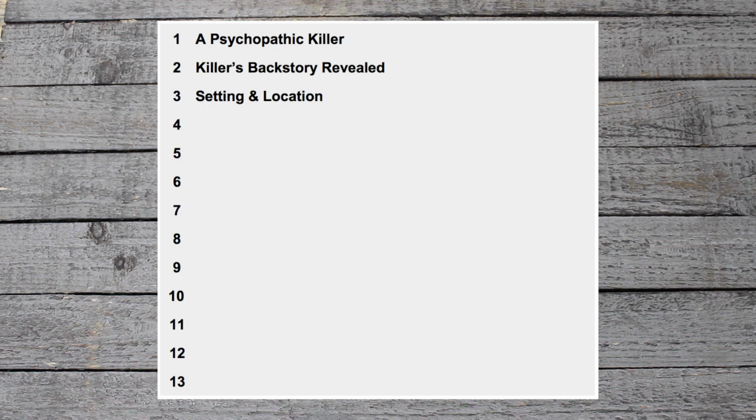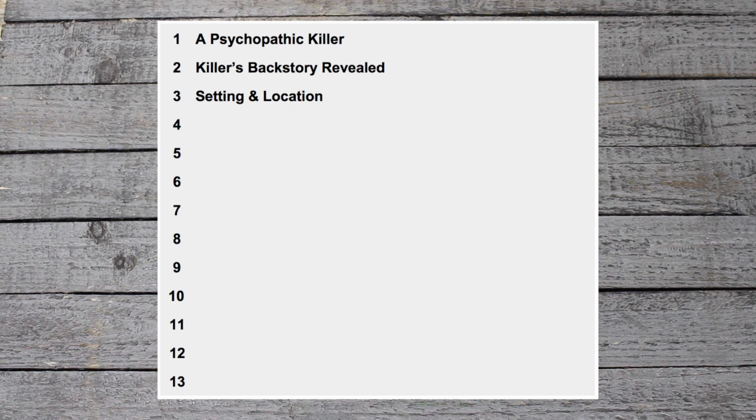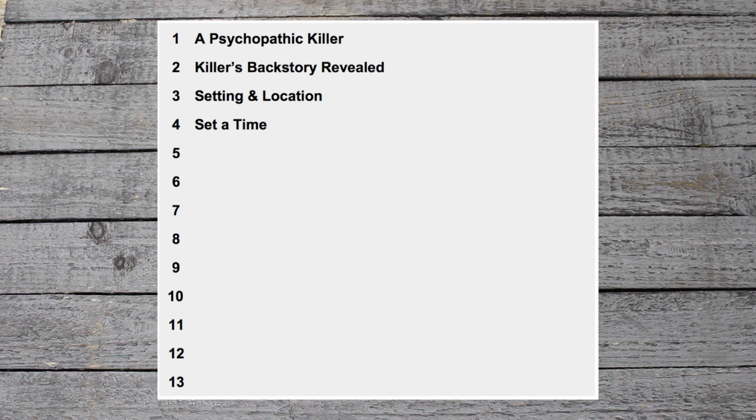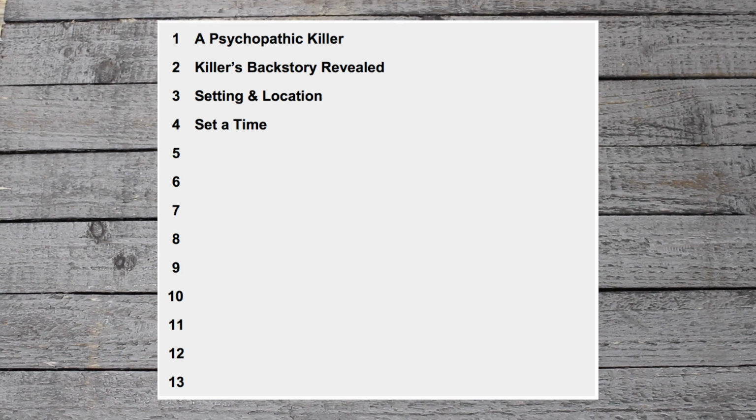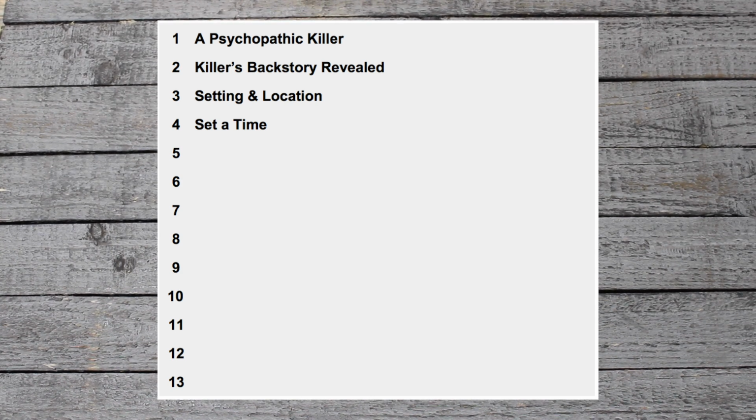To me, this is a big one. I think the setting should be creepy, isolated, or just maybe unsettling. 4 is set a time. The killing spree often takes place over one day or night. Now, some of these slashers have killed before and return for a one night kind of deal.